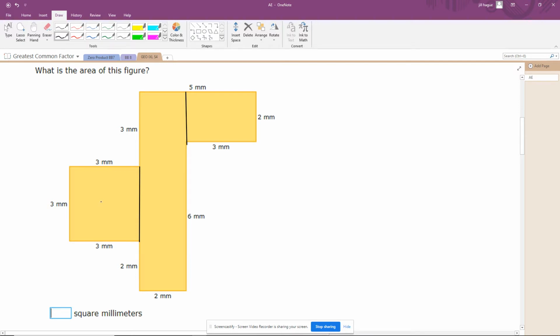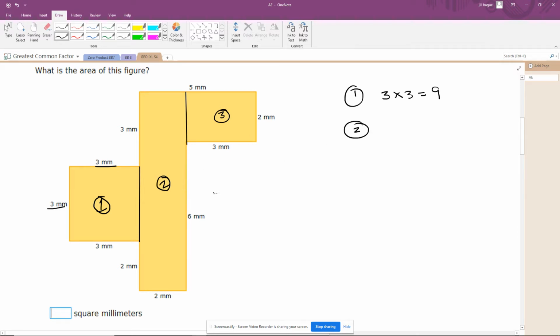I tend to number the shapes or put letters or something. So if this is shape 1, this is shape 2, and this is shape 3, that would kind of just organize my work a little bit over here on the side, okay? So over here on shape 1, I have this side is 3, this side is 3. It's a square, so the area there is 3 times 3, which is equal to 9. So that should be self-explanatory.